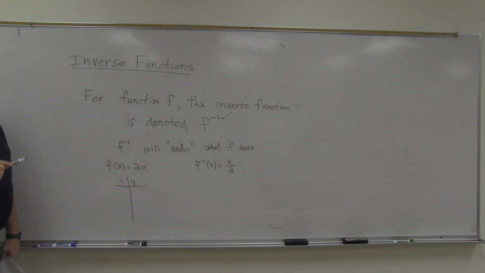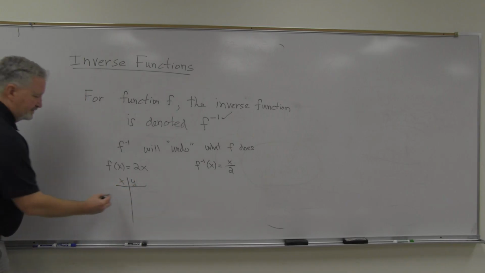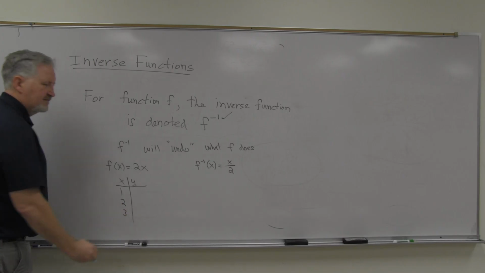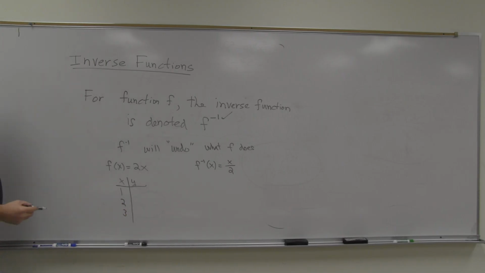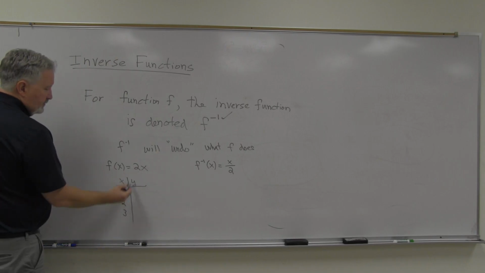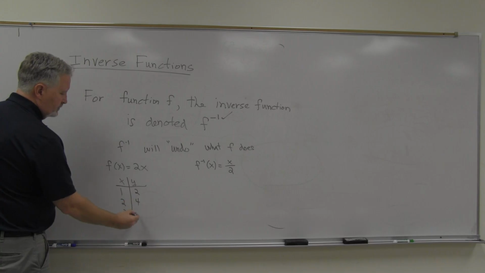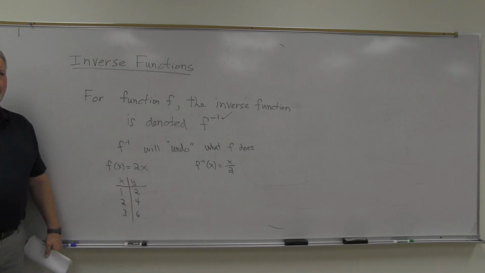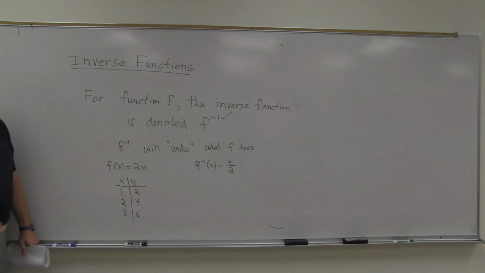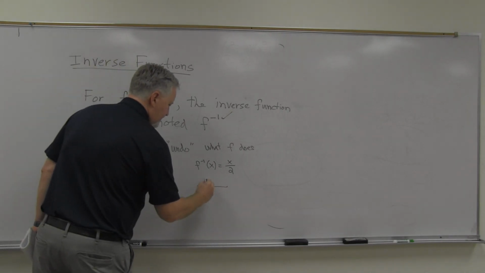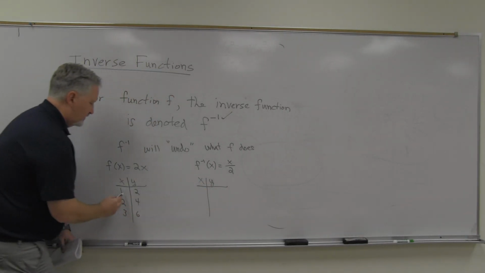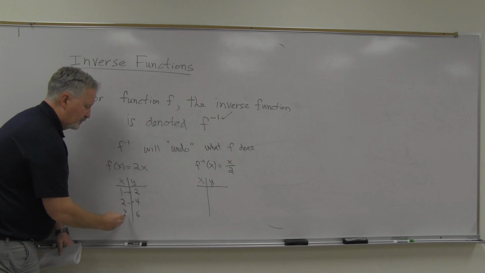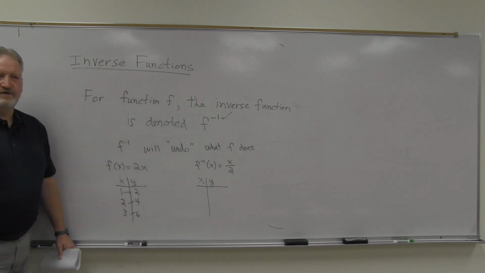Let's do a table of values here. 1, 2, 3 for x. So if f of x is 2x, then what have I got for y values? 2 times 1, 2 times 2, 2 times 3, so 2, 4, 6. So by this very informal definition, let's look at this. This is what f does: it takes 1 to 2, 2 to 4, and 3 to 6.